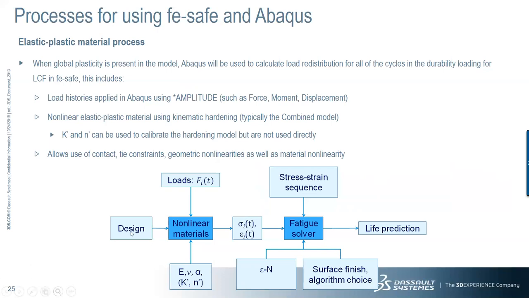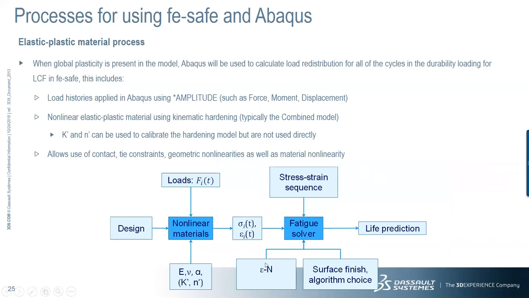In this, you will be applying the load. You will now be applying your material properties, which will not be just the elastic material properties, but you will be including your kinematic hardening material properties. And based upon this, the output from the finite element will not be just stresses, but both stresses and strains. That will be one of the inputs to the fatigue solver.